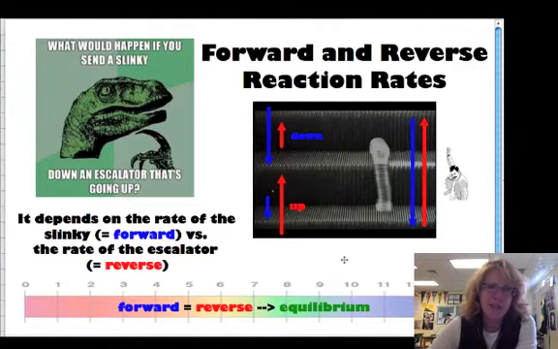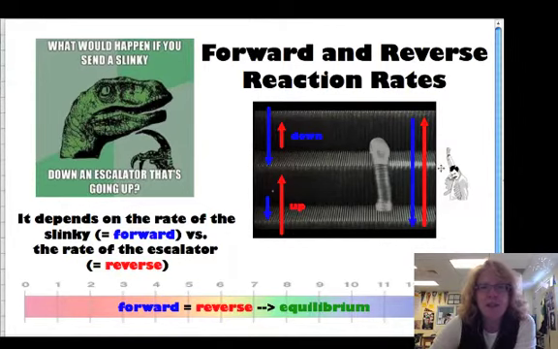So this is that idea of a slinky and an escalator. What happens if you put a slinky going down? Well, if the rate that the slinky is going down is faster than the rate of the escalator going up, then the overall movement of the slinky is going to be down that escalator, right? And it's going to be what we consider a forward reaction. If we have the opposite, let's say that slinky is going down, but the escalator is moving up really fast, then in a sense, that slinky is moving backwards. It's kind of like the reverse reaction wins.